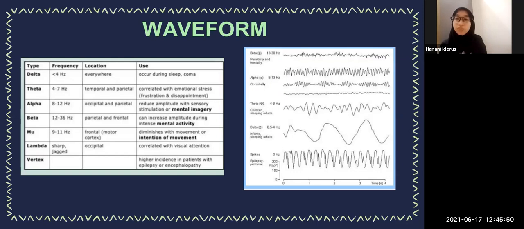So this is just a brief overview of the EEG, because I don't think it's really my level to teach how to interpret EEG, as EEG will be interpreted by the neurologist. However, we can go to the next slide.